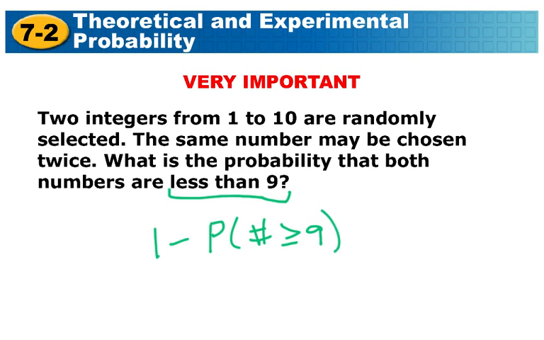Because there are quite a few numbers less than 9, it's easier if we just do 1 minus the probability that the number we've gotten is greater than or equal to 9. So that's the same as less than 9.